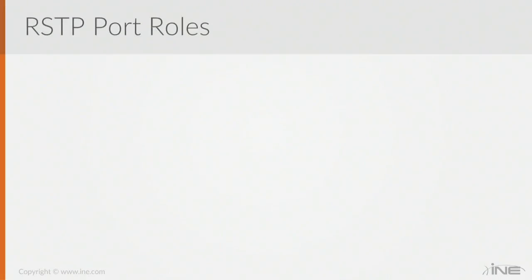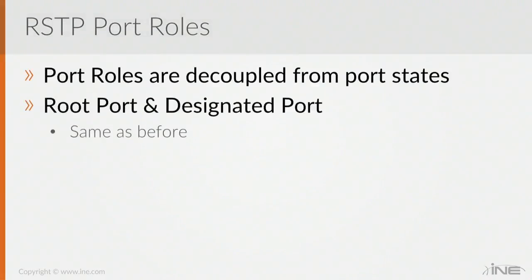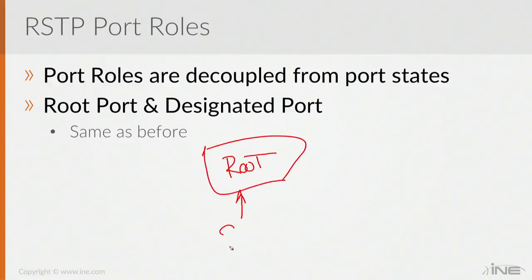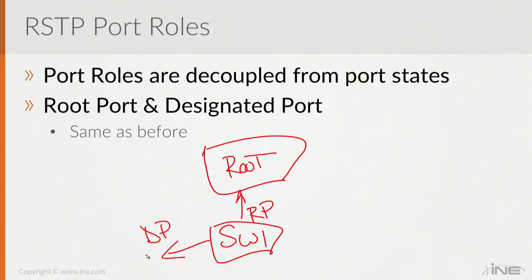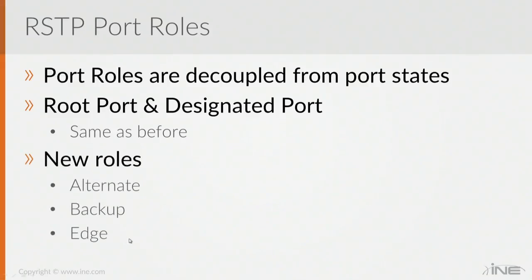Okay, also we have some changes in the port roles. We're now decoupling the port roles from the port states, where the root port and the designated port are the same as before. The root port is going to be the one that is facing upstream towards the root bridge. So we have the root bridge at the top of the tray. We have switch 1 downstream. Its root port faces northbound towards the root, and then the designated ports are facing southbound away from the root bridge. But we have 3 additional port roles, which are alternate, backup, and edge.